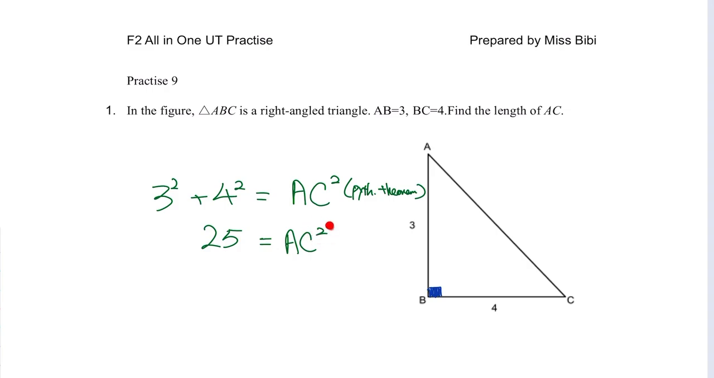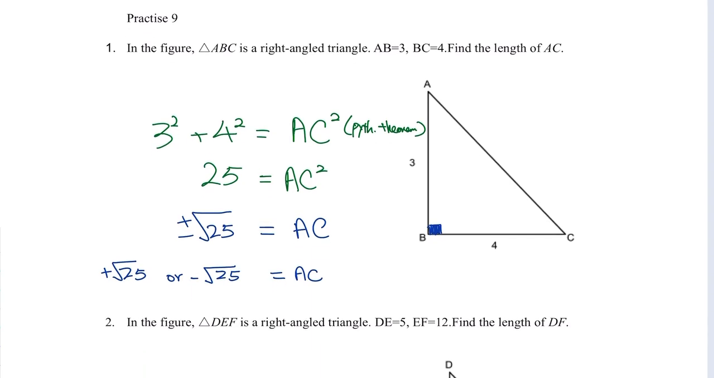How can I remove this square? If you want to remove a square, you give a positive and negative square root to both sides. So here it will just be AC. Give it to the other side, then this side disappears. So how do I click this in the calculator? Then there are two different answers. I will have AC as positive square root 25 or negative square root 25. Two different answers, right?